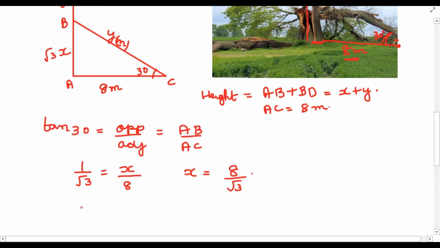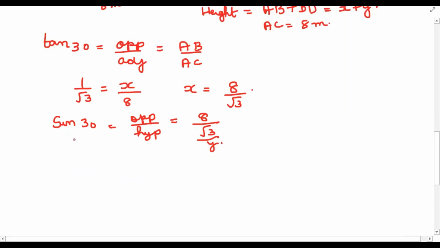Now we need to find out y. For that I am using sin 30. Sin 30 is opposite side by hypotenuse. So opposite side is 8 by root 3, the x value is 8 by root 3, and hypotenuse is just y. So sin 30 is 1 by 2, equal to 8 by root 3 divided by y, that is 8 by root 3 into 1 by y.